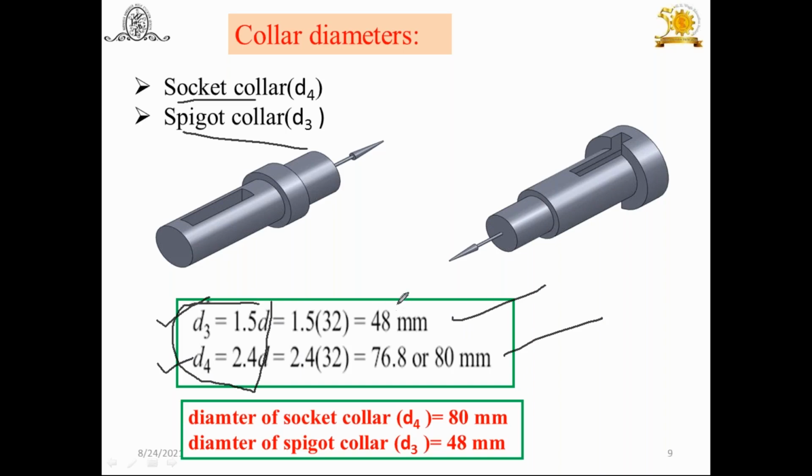Instead of D3 equal to 48 and D4 equal to 76.8, even though you can make it 50, no problem. It's your choice. I have taken the spigot collar as 48 mm and the socket collar as 80 mm. Okay, this is about the collar dimension.